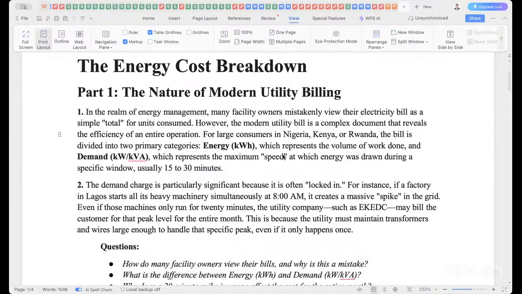Thank you. Now, what this modern utility billing method that we just read is suggesting is there are two primary categories that bills can be separated into. I know that in Kenya, they do that. There's what they call demand. And demand is talking about the speed of energy, how much energy you are drawing in a specific window, let's say 30 minutes. And that is what will be used to determine how much your rate would be or how much you'll be billed for.